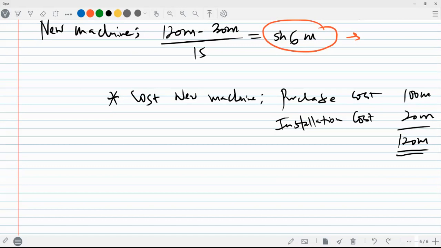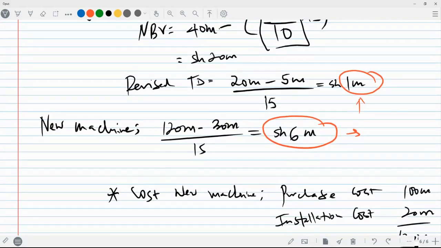Excuse me, sir. What about the depreciation for the overhaul? Okay, we shall do it. We shall do it for sure.